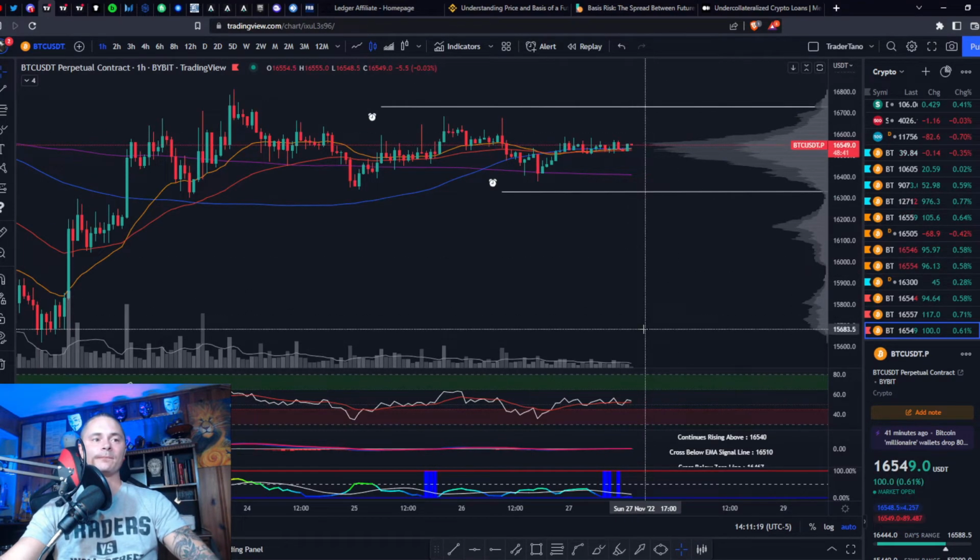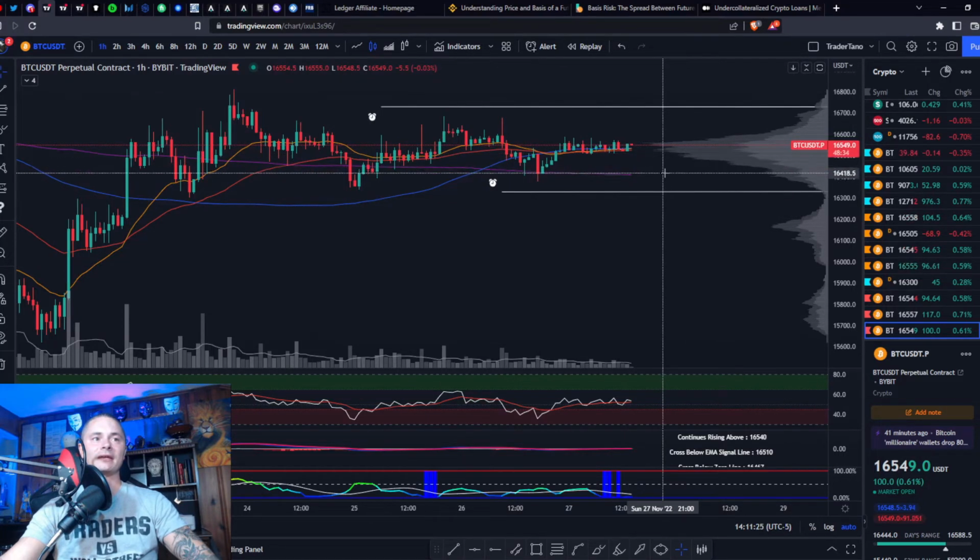All right. So basically, if we break down here at 16,500, we're probably going to get a bounce at 16,420, and possibly have a bear trap there and then move up.